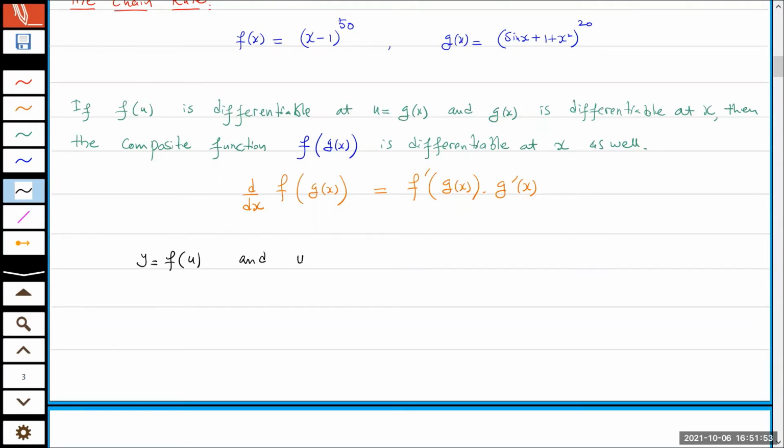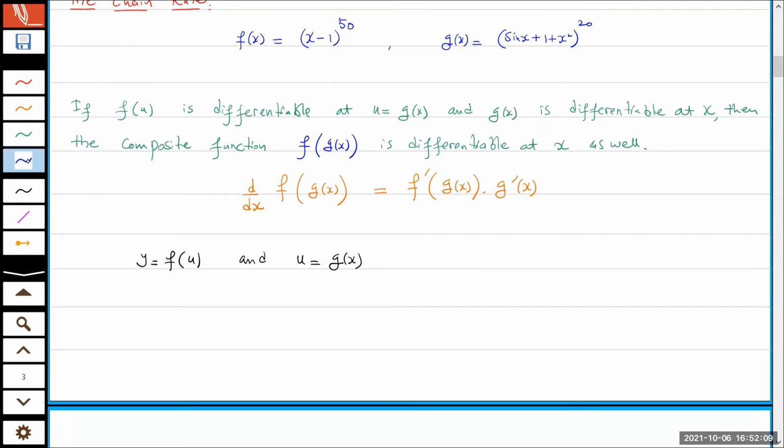And this function u depends on x. It's a function of x. I want to take the derivative of y with respect to x. Now you can see that y doesn't depend directly on u. Y depends on u, and then u depends on x.